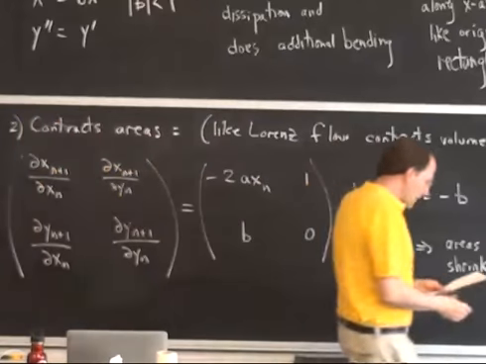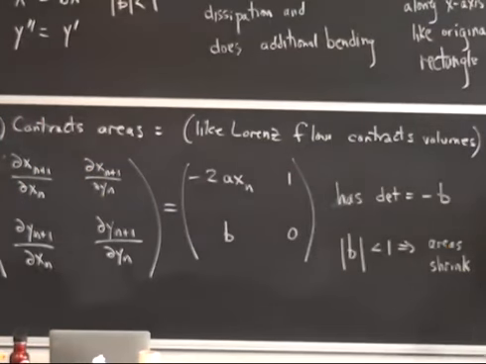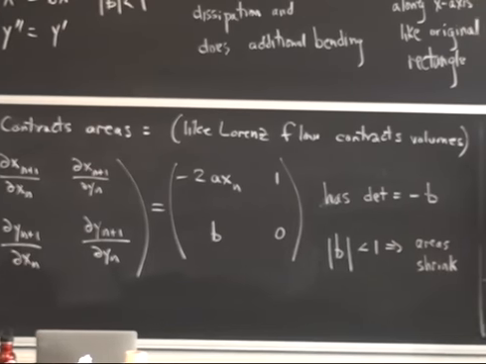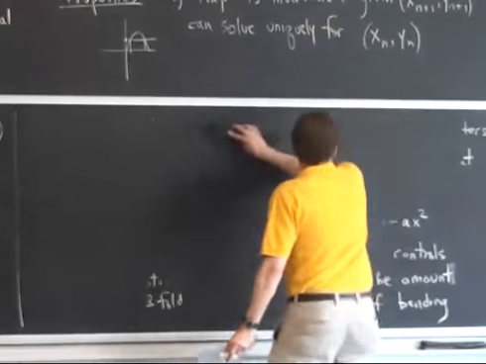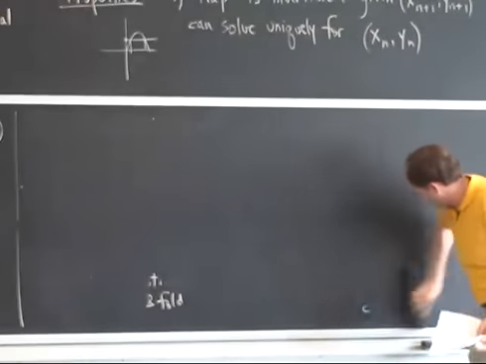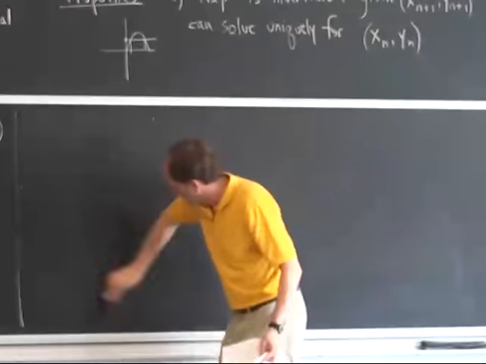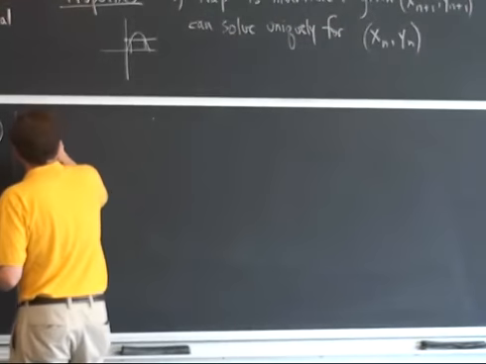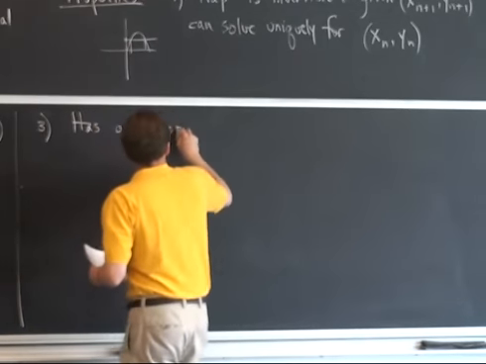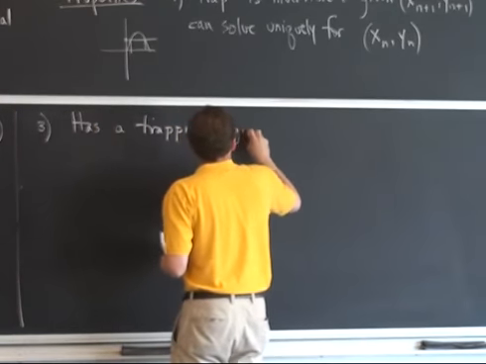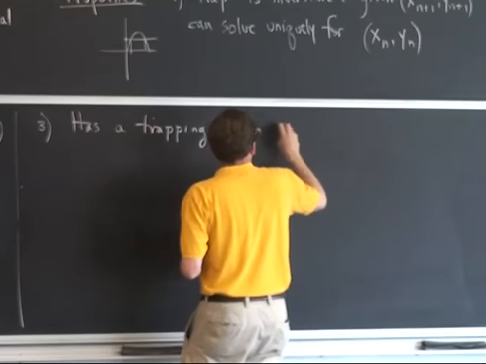Okay, so then what else? Another key property of the Lorentz system is that we said there was a trapping region: a big ellipsoid, or you could use a big sphere, that once you get into, you never get out. And the Hénon map has something similar. It has a trapping region too, one that contains the ultimate strange attractor.